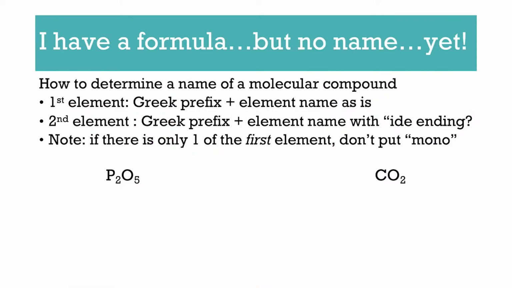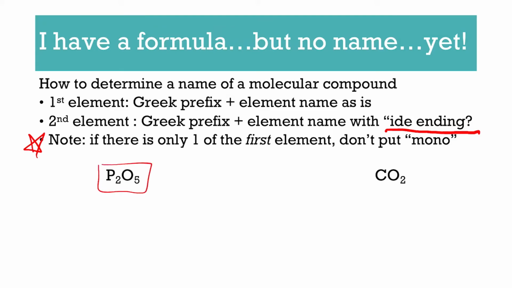So let's go into this actually. If we're going to name a molecular compound, so if we give you a formula but not a name, for the first element, you need the Greek prefix and the element name the way it is. For the second element, Greek prefix and the element name with the IDE ending. So that's something we talked about when we started ionic bonds, and that is still a thing. Now, one of the important things, if there's only one of the first element, don't put mono.